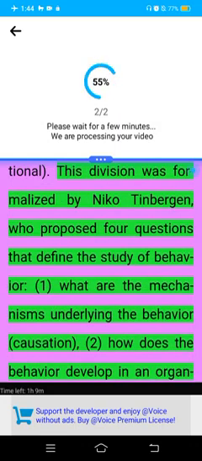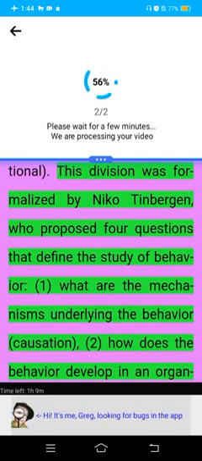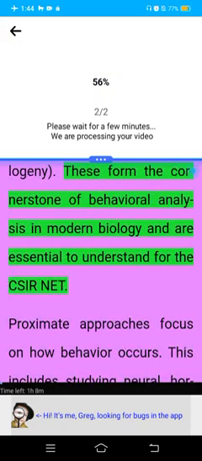This division was formulated by Niko Tinbergen, who proposed four questions that define the study of behavior. 1. What are the mechanisms underlying the behavior? Causation. 2. How does the behavior develop in an organism? Ontogeny. 3. What is the function or adaptive value of the behavior? Survival value. And 4. How did the behavior evolve over generations? Phylogeny. These form the cornerstone of behavioral analysis in modern biology and are essential to understand for the CSIR-NET.